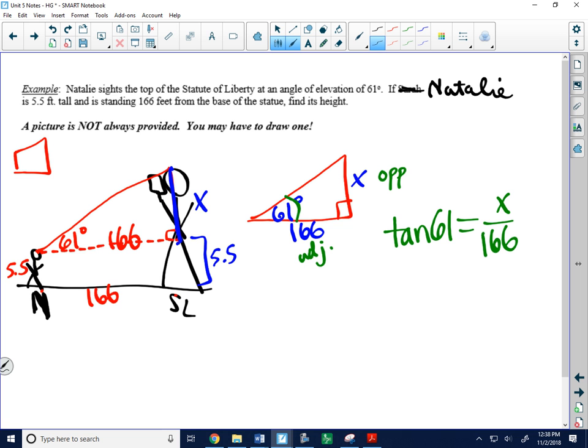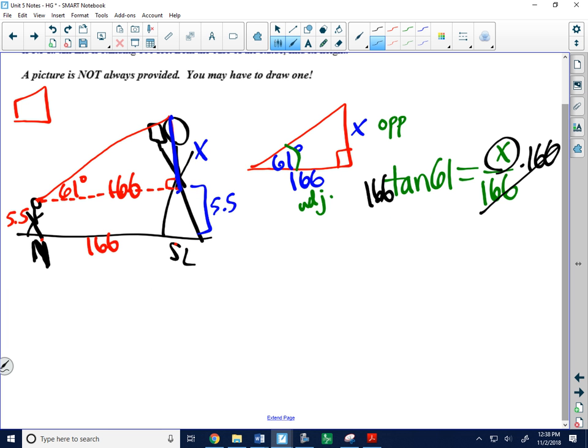Variable up high, so we'll multiply. I'm going to clear the denominator by multiplying by 166. Just to save a little time here, when you put that in your calculator, you get about 299.5 feet. 299.5.